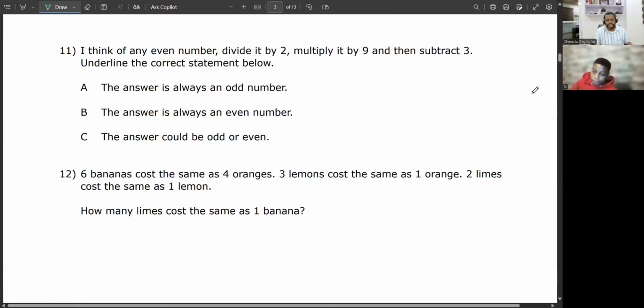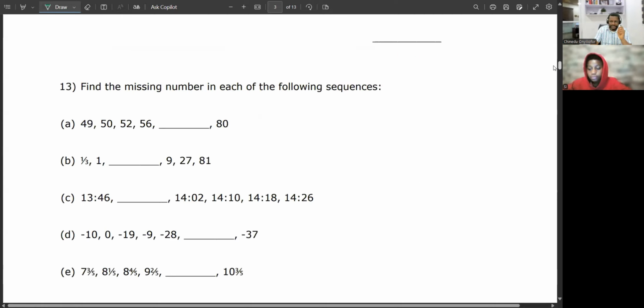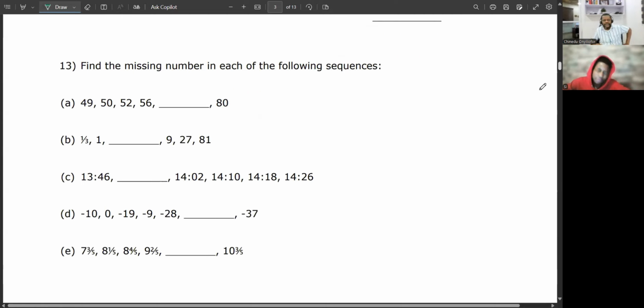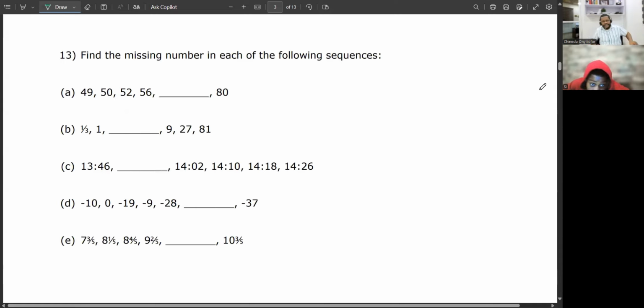That's correct. But how did you come about the answer? Because they multiplied it by 9, and 9 is an odd number, so it could potentially be even or odd. Okay, that's correct. Let's look at number 13. I want you to find the missing number in each of the following sequences.